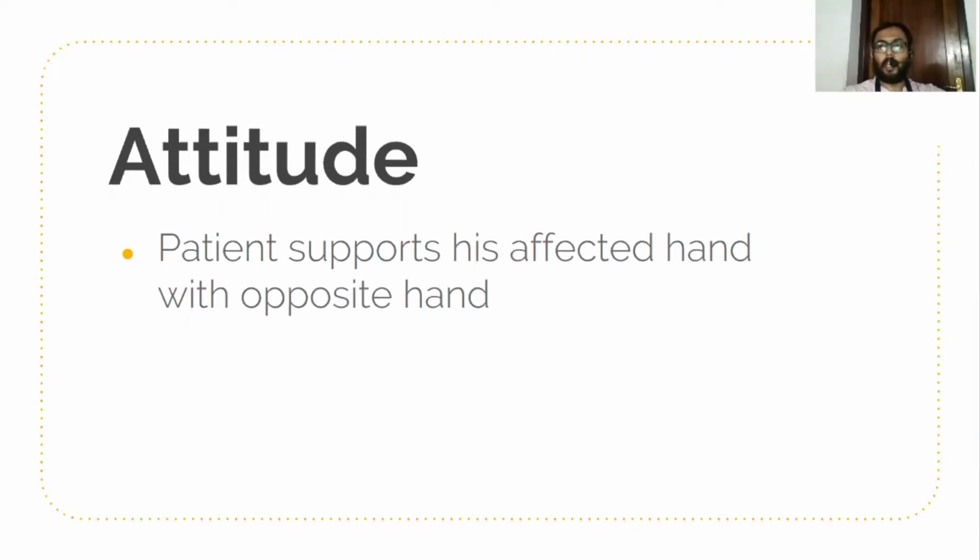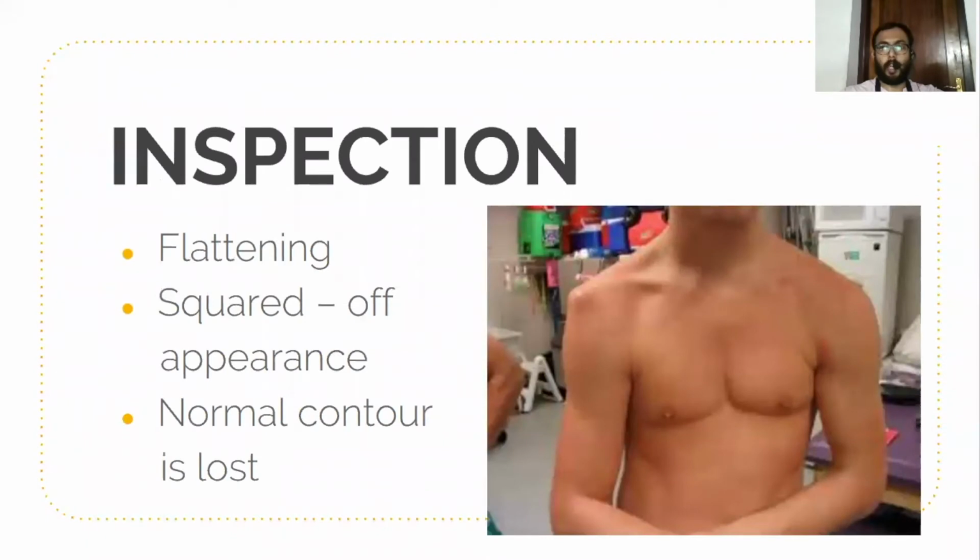The patient supports his affected hand with the opposite hand when the patient enters the OPD. In every examination of shoulder joint, undress the patient up to waist to compare both the joints. Here in inspection itself, regarding basic clinical orthopedic examination, look, feel and move is the basic protocol. That means inspection, palpation and range of motion.